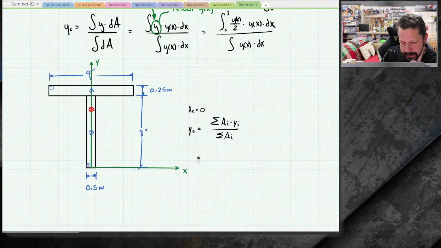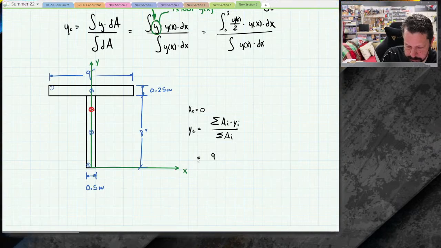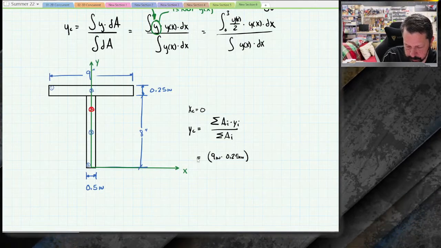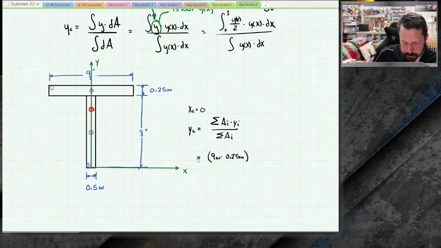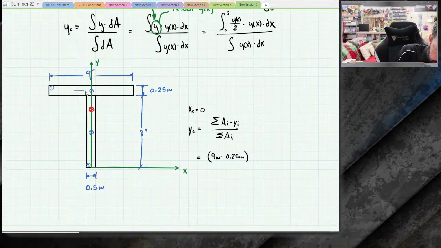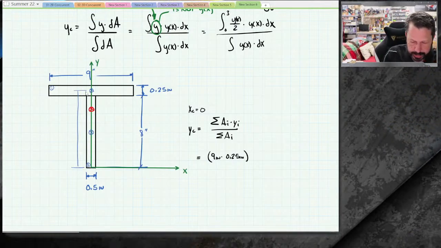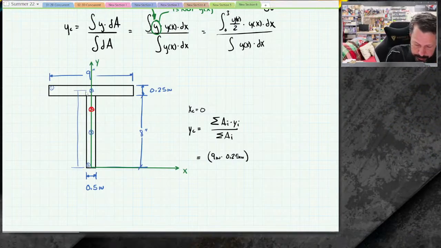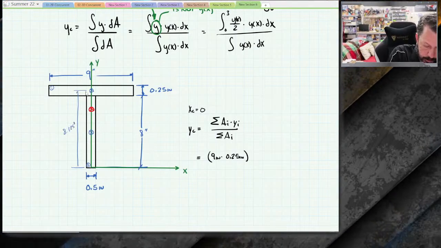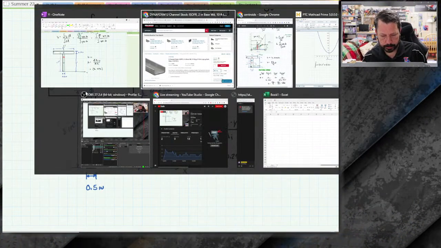So the summation of a times y. So I take the area of part 1, which is 9 inches times 0.25 inches. And I multiply times the y coordinate of its centroid, which is that distance. So that is 8 plus 0.125, 8.125 inches.